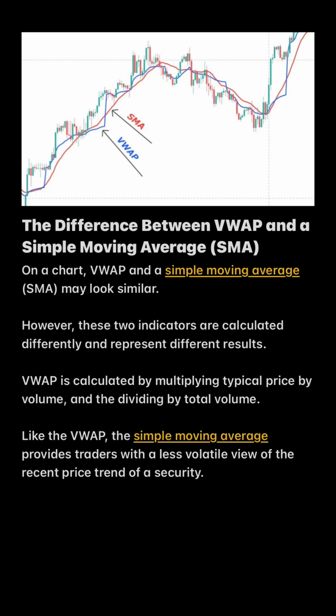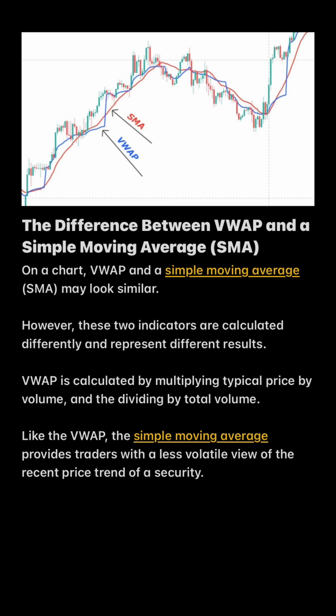Now, the difference between VWAP and, say, a simple moving average: on a chart, VWAP and a simple moving average may look very similar. However, the two indicators are calculated differently and represent different results, and that's the key right there. VWAP is calculated by multiplying typical price by volume and then dividing by total volume.